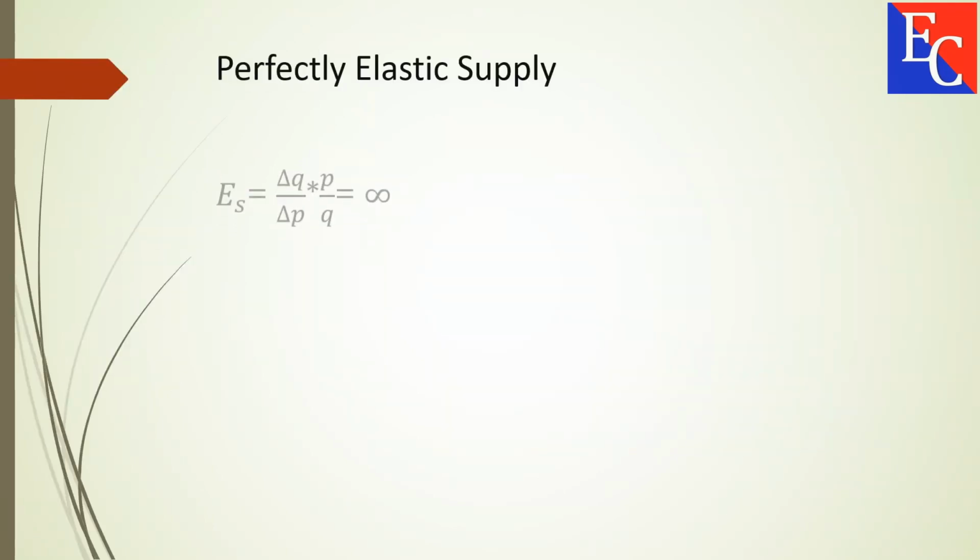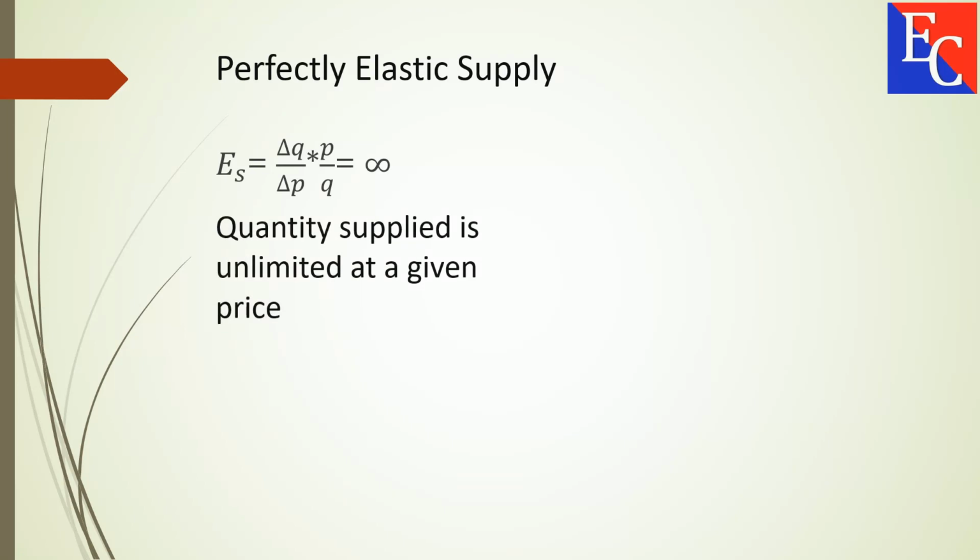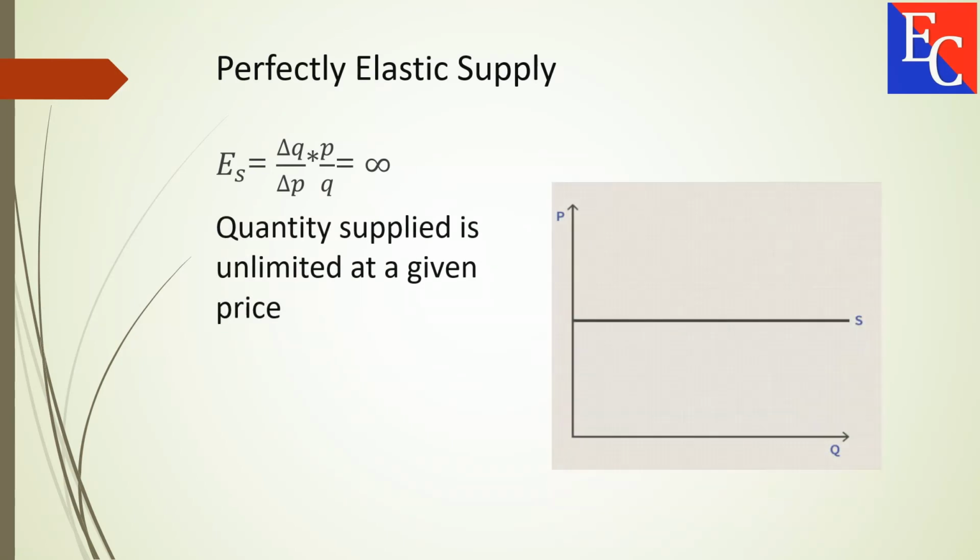Perfect elastic supply. In this, elasticity of supply is equal to infinity. Quantity supplied is unlimited at a given price. A figure shows that supply is unlimited at a certain price.